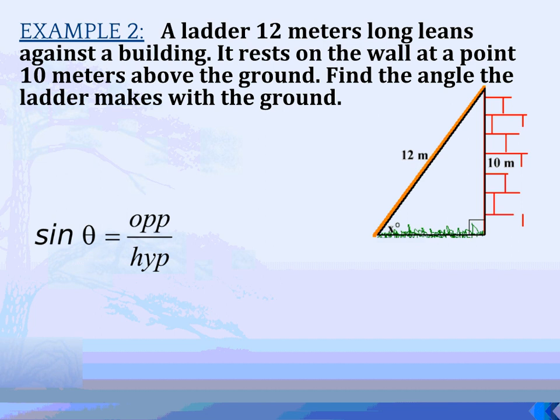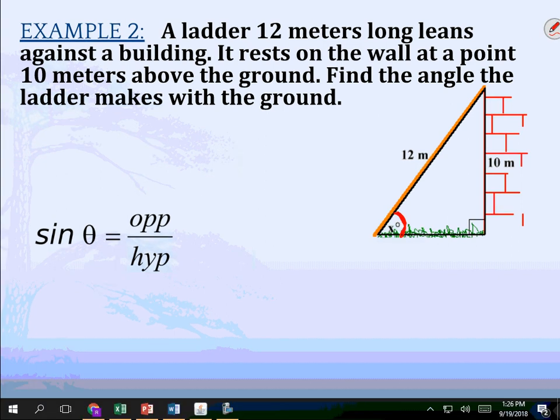So we have a ladder that's 12 meters long, leans against the building, rests on the wall at a point that's 10 meters above the ground. So you can look at how this is labeled. You got the length of the ladder, you got the height of the wall that it leans up against, and you're trying to find the angle the ladder makes with the ground. So I am trying to find that angle right there.